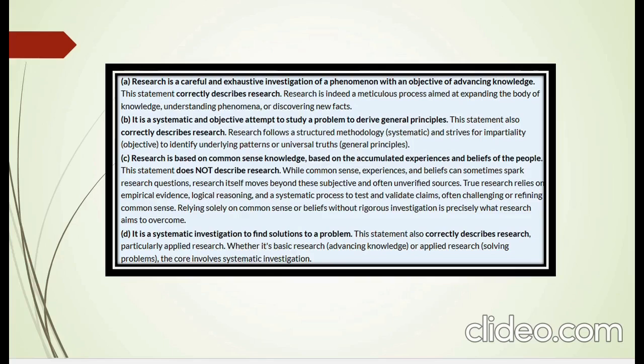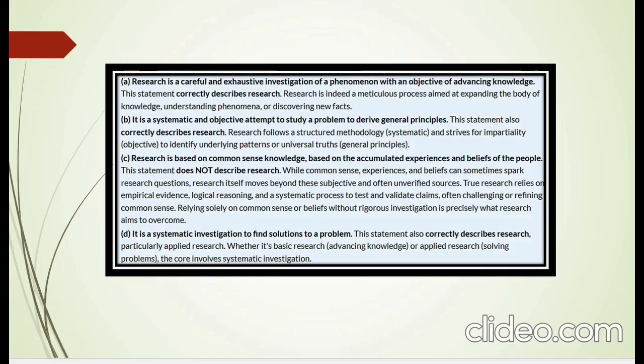The first option, let us see the first option. Research is a careful and exhaustive investigation of phenomenon with an objective of advancing knowledge. This actually correctly describes research, isn't it? So it is a meticulous process aimed at expanding the body of knowledge, understanding phenomena, or discovering new facts. Next option, it is a systematic and objective attempt to study a problem to derive general principles. This statement also is correctly describing research, is it not? Because it is a structured methodology and strives for impartiality to identify underlying patterns or universal truths.